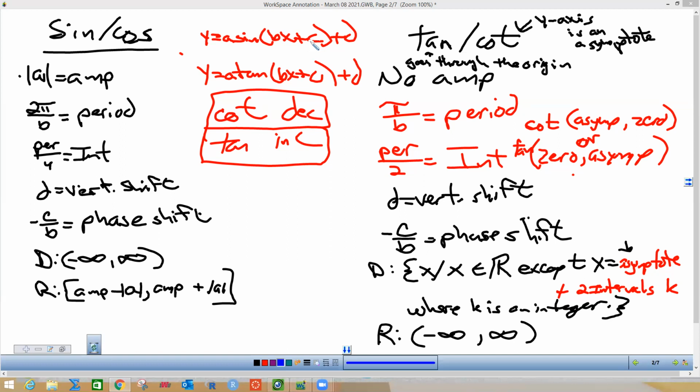So we're going to put down a number here. You're not going to write the word asymptote. We're going to put down where the asymptote is, and then we're going to write down plus 2 times the intervals, which is right up here where it says period divided by 2. We're going to take 2 times that, and then times K. And then we say where K is an integer.